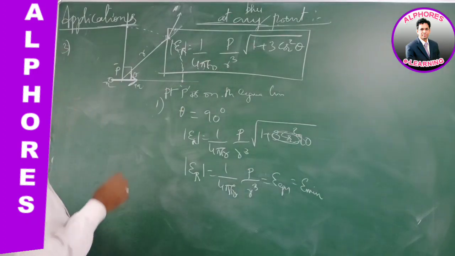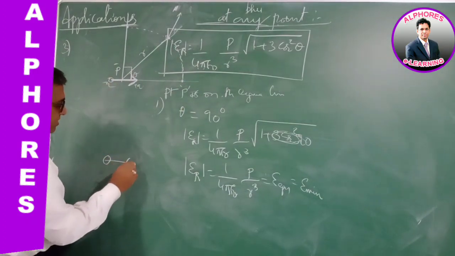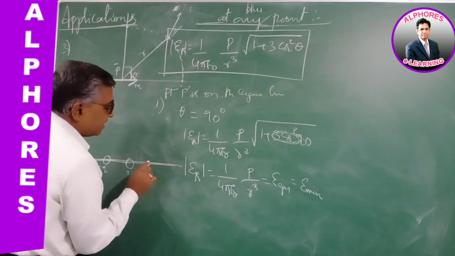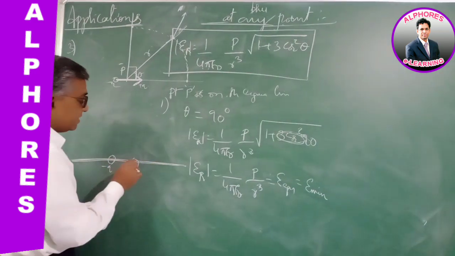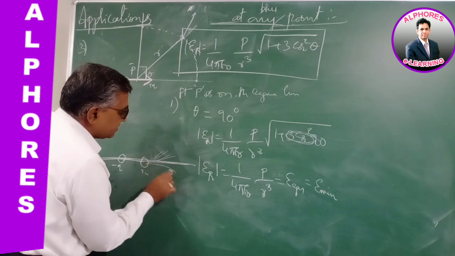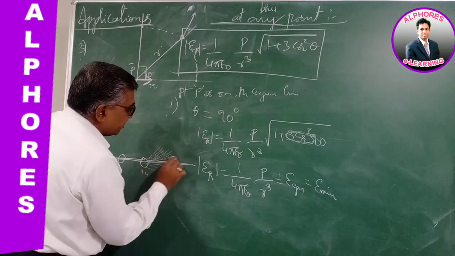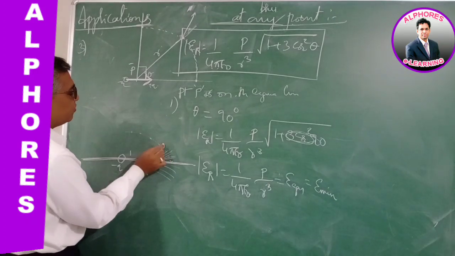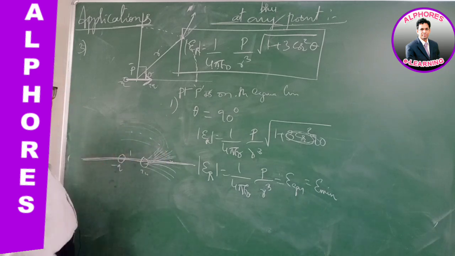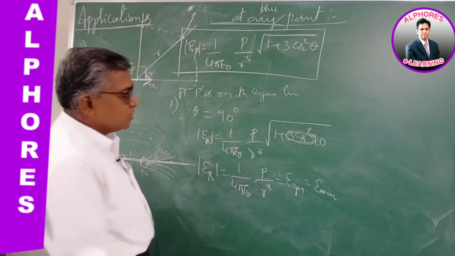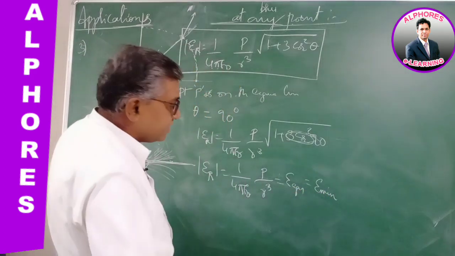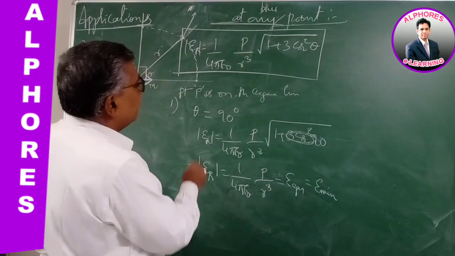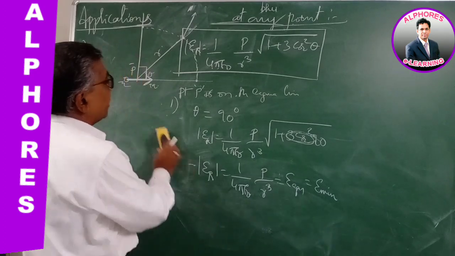So for an electric dipole, minus q and plus q, on the axial line the electric field is strong, so the lines of force are dense there. For the same distance on the equatorial line, the electric lines of force are rare, far apart, so the field is weak. So on the equatorial line, the electric field intensity is minimum for the same distance. This way, we get the electric field intensity at an arbitrary point.